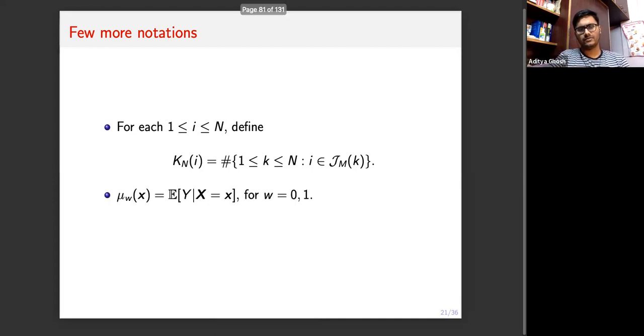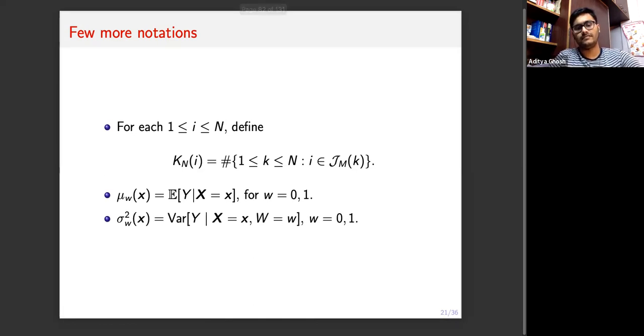And we denote the mean function and the variance, of course, conditional upon W. Oh, okay, this here is another typo. Here should be conditioned upon W also. I mean this should also be here. Okay, so these are just mean functions and the variance.